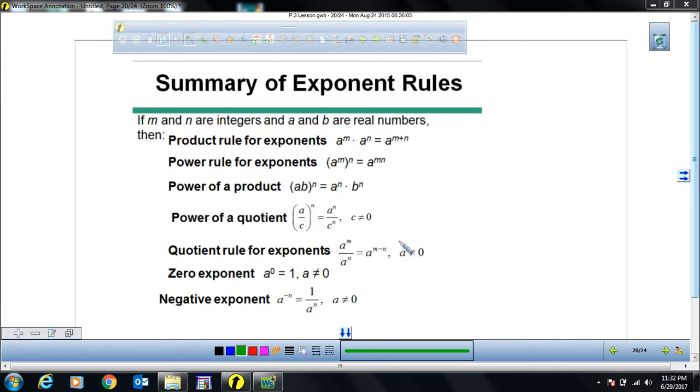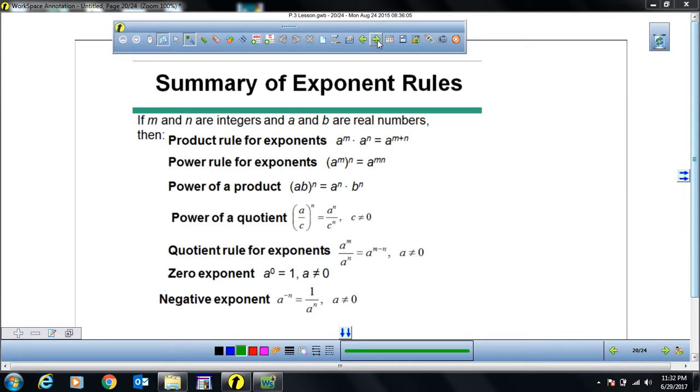And we have two more rules. One of them is the negative exponent rule that we talked about: anytime I have a negative exponent, that represents the reciprocal of the number. And then there's one last rule, the zero exponent rule: anything raised to the zero power, regardless of what it is, always equals 1.